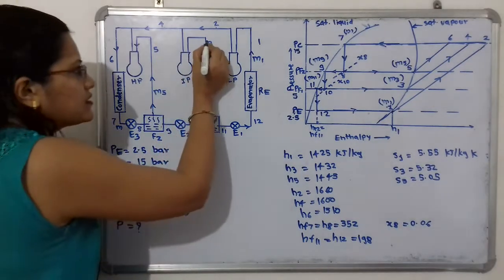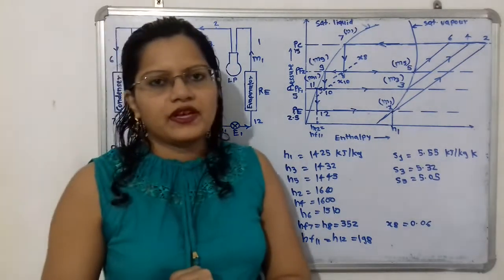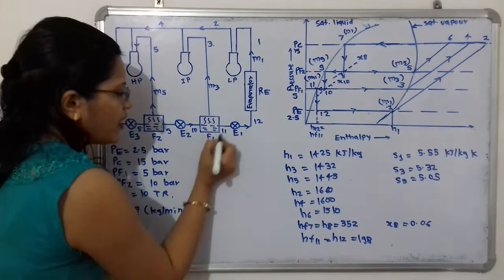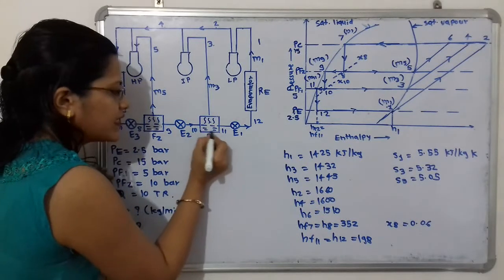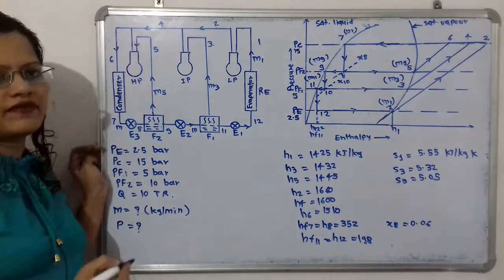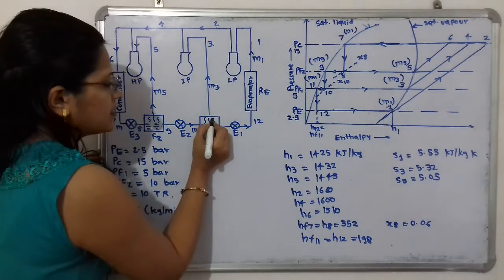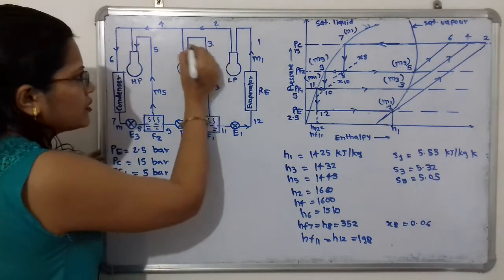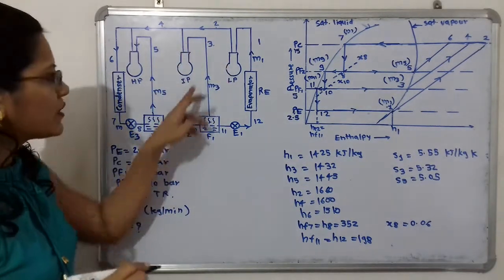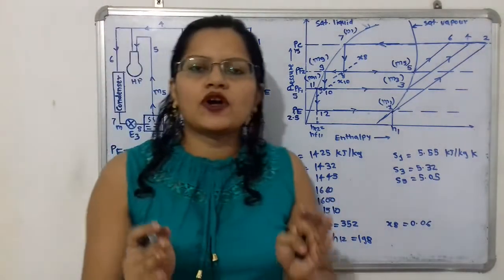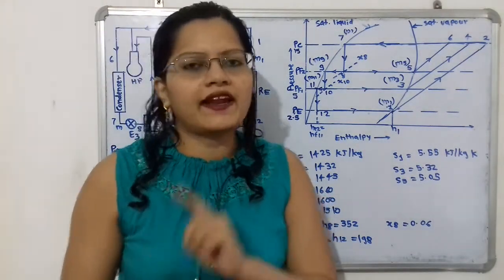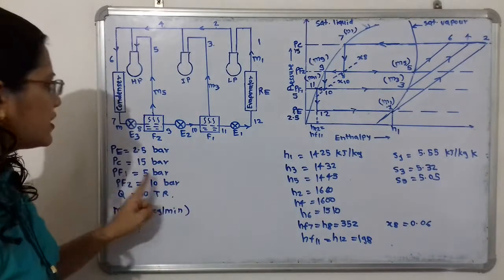So what is the state of the refrigerant? If we observe, this flash chamber separates the liquid refrigerant and the vapor refrigerant, and the vapor refrigerant is passing for compression through this point 3. So we can say that this point 3 is on the saturated vapor line, at the pressure of F1, that is 5 bar.